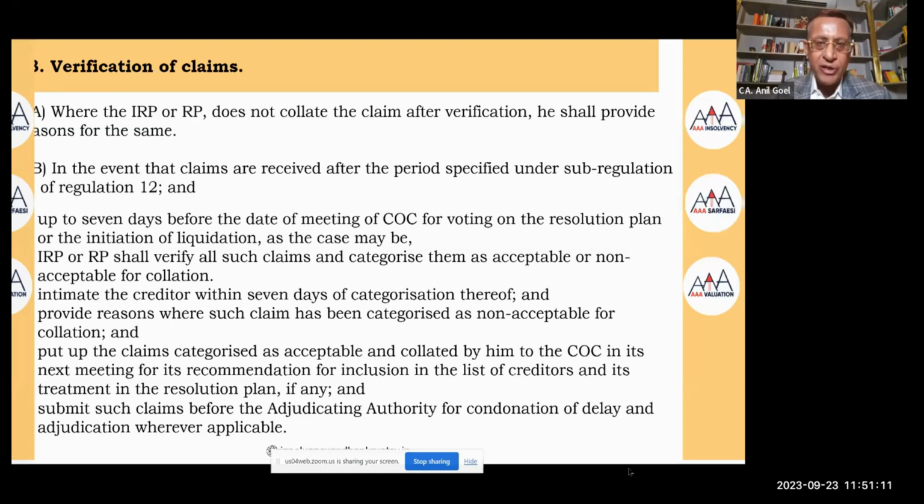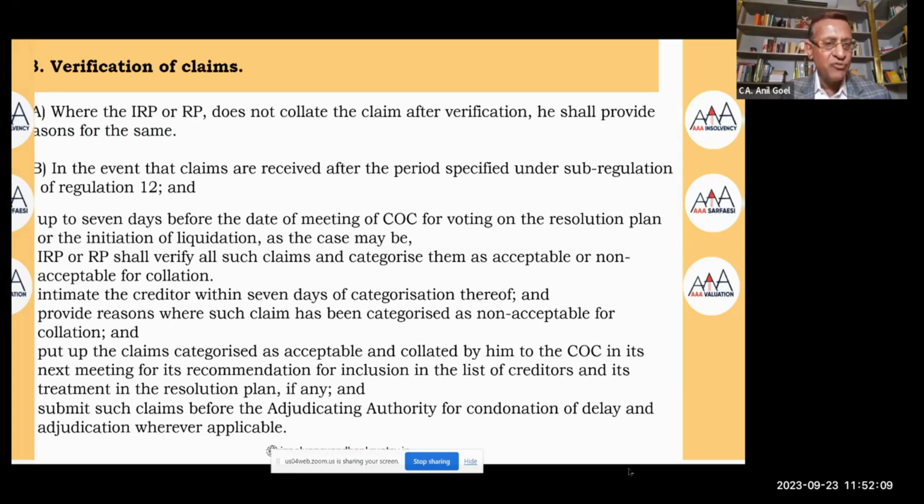It goes along with the recommendations of the RP, based on the documents and the verification, on whether they should be included in the list of creditors or not. That report of the RP, after taking the concurrence of the COC, will be presented before the adjudicating authority by the RP. So that means all those claims, the litigation regarding claims, has been shifted to the RP now. It was earlier with the claimant, now it is shifted to the RP. If there are 20 claims which the RP has rejected, all those 20 claims will be submitted by the RP to the adjudicating authority for final adjudication.